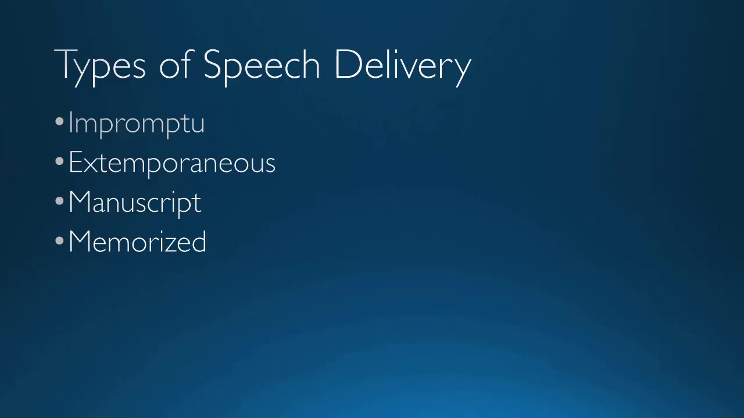There are 4 types of speech delivery. Impromptu delivery involves no preparation or practice before giving the speech. Extemporaneous delivery involves being given a topic and the time to prepare and practice before giving the speech. An extemporaneous speech aims to be conversational in nature.